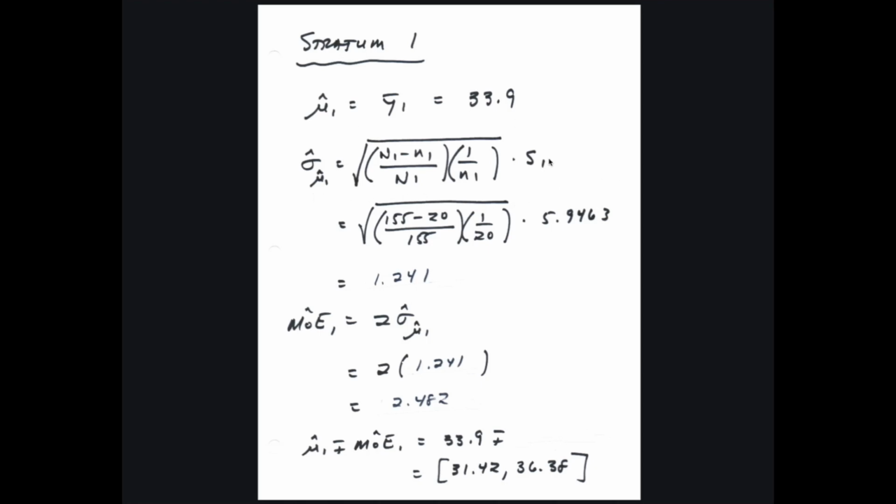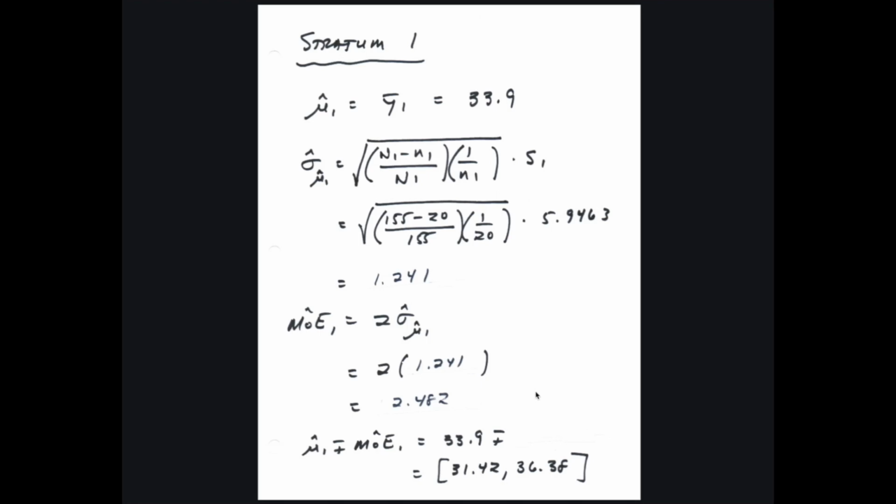We take the stratum size, the sample size, and the sample standard deviation, and plug those in, and we get 1.241 hours per week. So that is the estimated standard error associated with this point estimate. Once we have that estimated standard error, we multiply it by 2 to get our approximate 95% margin of error associated with mu hat sub 1, and that turns out to be 2.482.